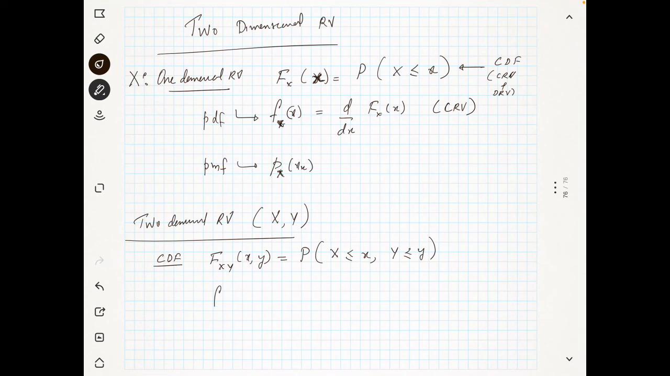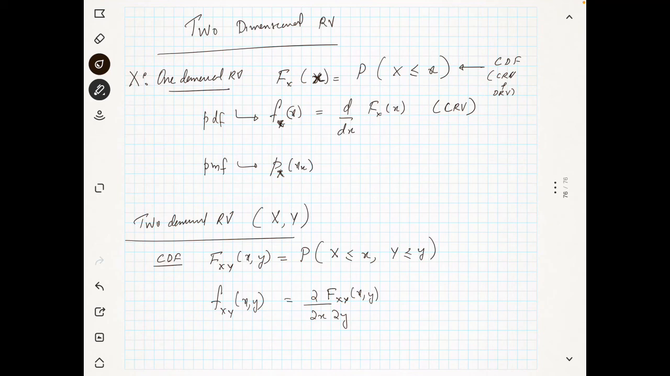Similarly, fx of x will be replaced with fxy of x, y, for which we take two derivatives. That means we first differentiate with partial differentiation, dou by dou x and dou by dou y, of Fxy of x comma y. This is nothing but the PDF of the random variable.